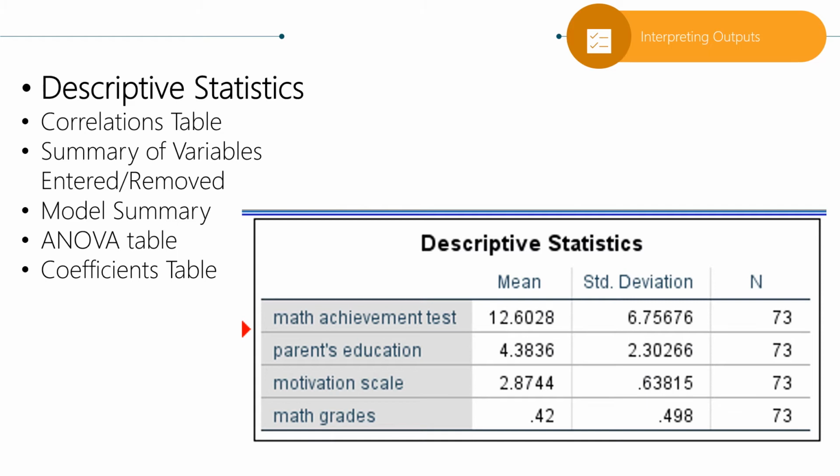This table displays the mean and standard deviation for all variables entered for this computation. Valid N is also displayed with list-wise exclusions. 73 participants have no missing data.